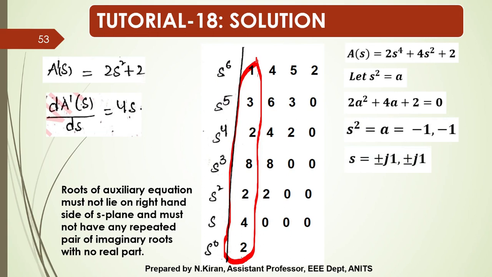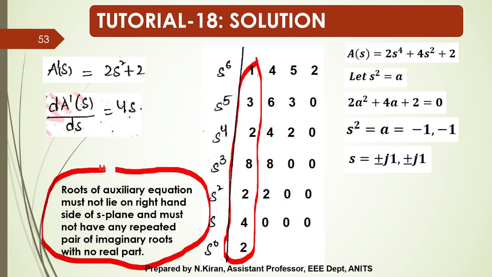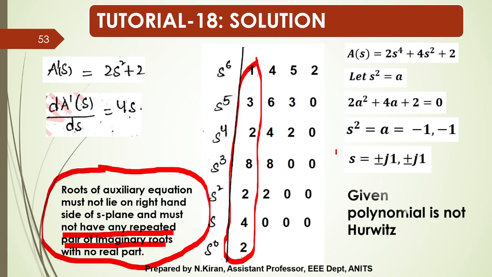So this is nothing but a repeated pair of imaginary roots. But the condition is that the roots of the auxiliary equation should not have any repeated pair of imaginary roots with no real part. Since this condition is violated, the given polynomial is not Hurwitz.